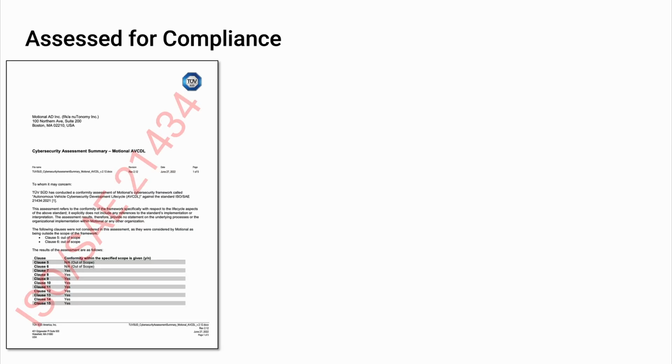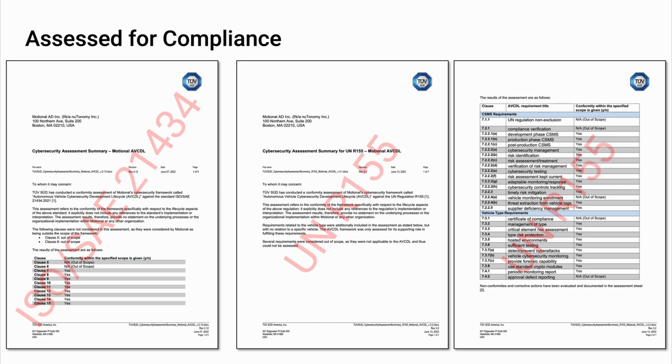The AVCDL has been assessed for compliance with both ISO SAE 21434 and UNR 155. This assessment was done by TÜV-SÜD, and you can see here the letters of assessment which are included in the AVCDL document set. This was a line-by-line assessment of the AVCDL to ensure that, if used, all the requirements of both 21434 and R155 would be met. Having knowledge that the AVCDL satisfies both the standard and the regulation gives any organization a leg up when it comes to product certification. Knowing that the path they're going to take has been validated greatly improves the likelihood of success.